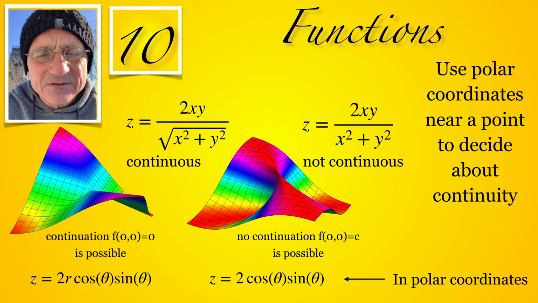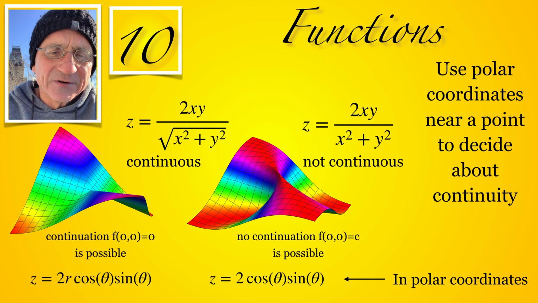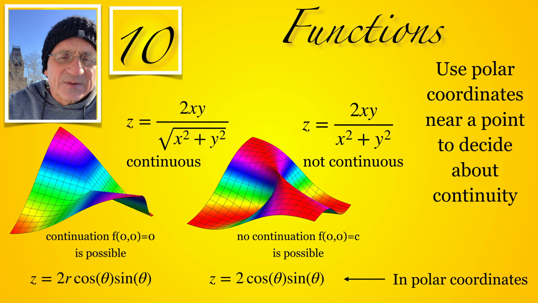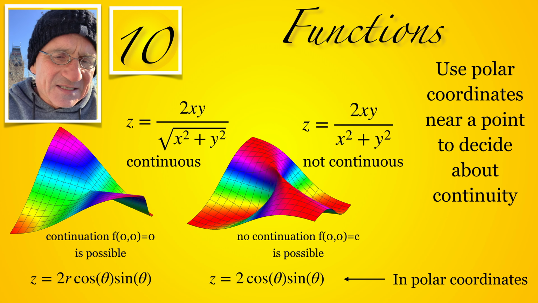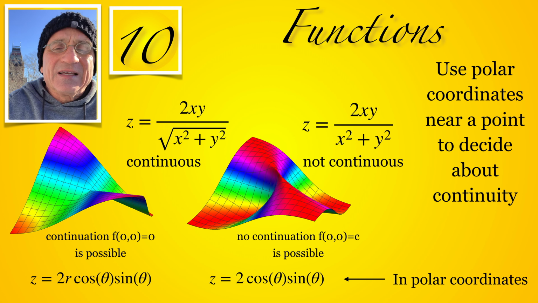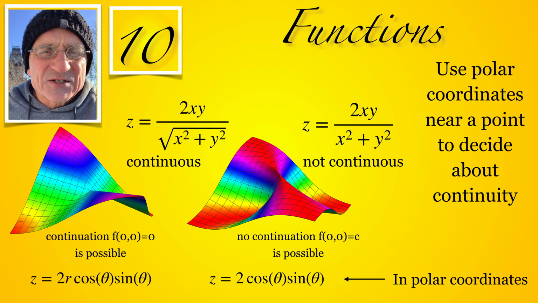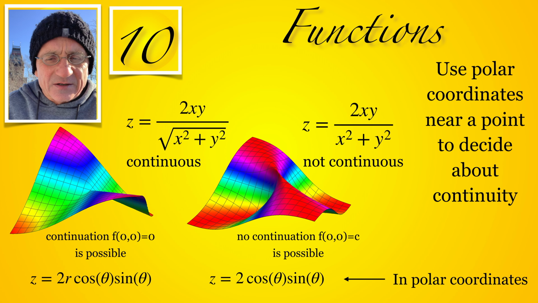A function is continuous at a point like (0,0) if there exists a value towards which f(x,y) converges when (x,y) approaches this point. We see two examples in the situation displayed to the left. A continuation to (0,0) is possible. In this case, f(0,0) is 0. In the right case, the limit depends on from which direction we approach (0,0). The function is not continuous at (0,0).